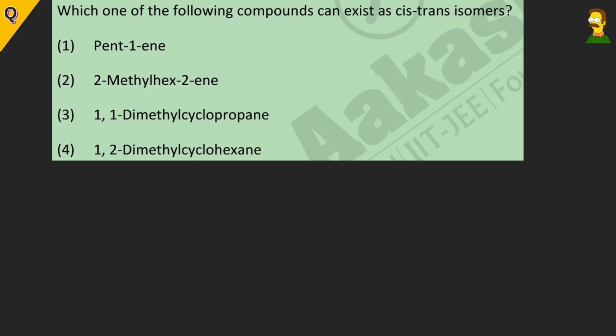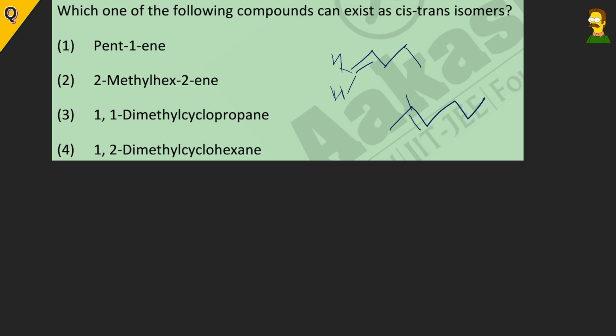Which of the following compounds can exist as cis-trans isomer? Great question. You can do this by logic. Pent-1-ene: 1, 2, 3, 4, 5, 1-ene. Now both of these are hydrogen atoms, so I don't think this one can. 2-methylhex-2-ene: 1, 2, 3, 4. Same thing. Also here.